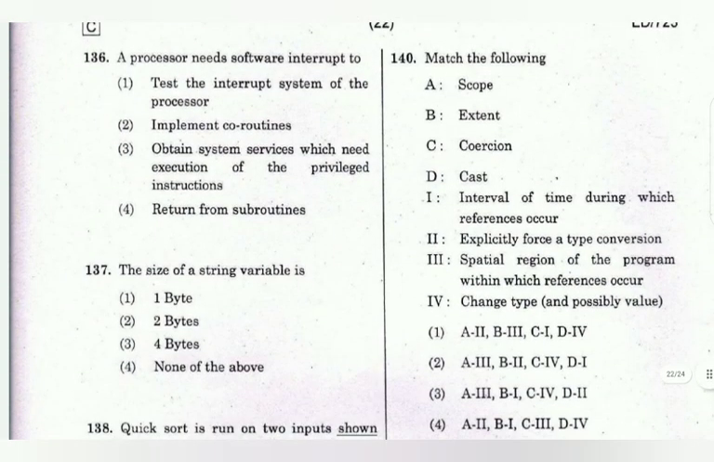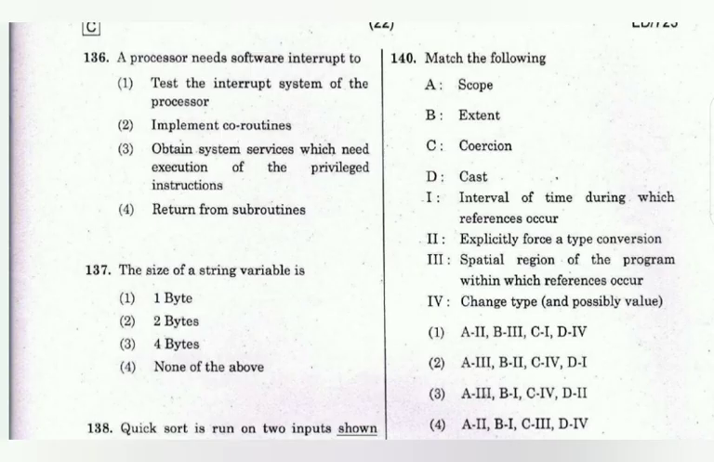A processor needs software interrupt to. A software interrupt is used when a program needs to interact with the operating system, typically through system calls or service requests. So here option 3 is the correct answer: to obtain the system services which need execution of privileged instructions. Software interrupts are used to access OS services.